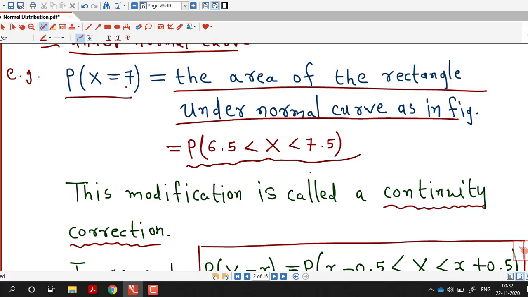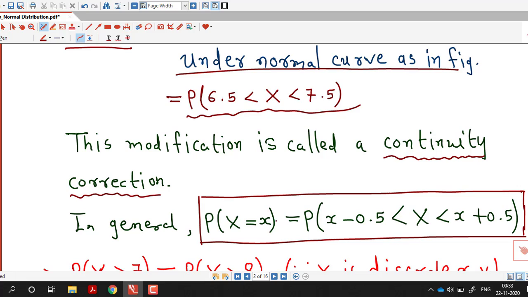So this modification is called continuity correction. In general, the probability that capital X equals small x is nothing but the probability that capital X lies between x minus 0.5 and x plus 0.5.